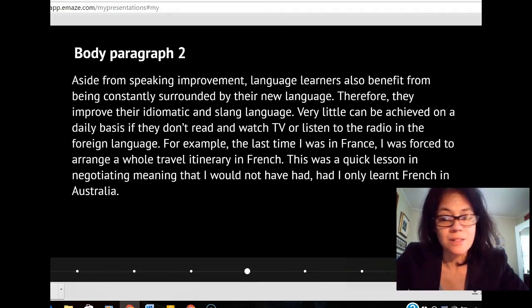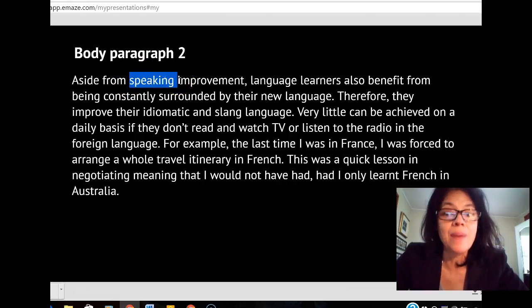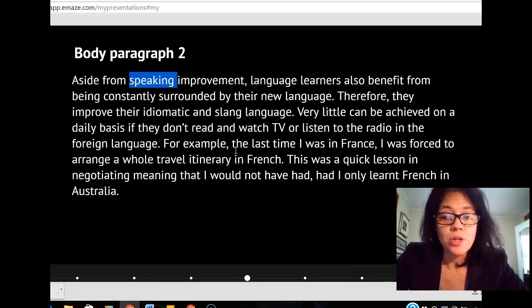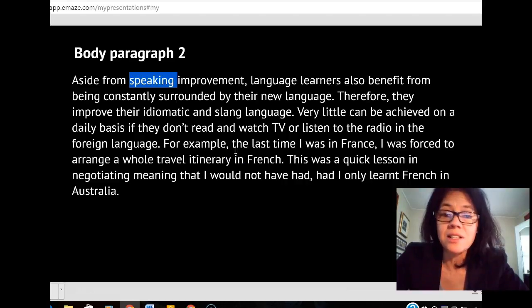Here is the second body paragraph. Notice how this student refers to the previous paragraph. Aside from speaking improvement, language learners also benefit from being constantly surrounded by the new language. Therefore, they improve their idiomatic and slang language. Very little can be achieved on a daily basis if they don't read and watch TV or listen to the radio in the foreign language.